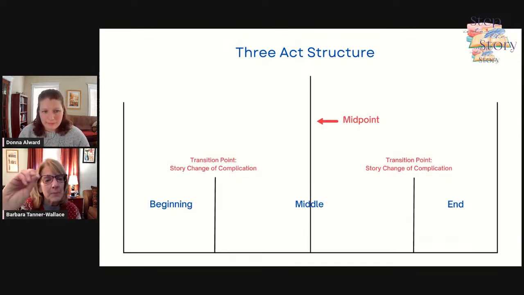I know we said that the midpoint was the big change. And it is, because it's frequently a major turning point for a character. And it shifts the story into overdrive and gets you to that third point. And then that third point is when everything kind of explodes.